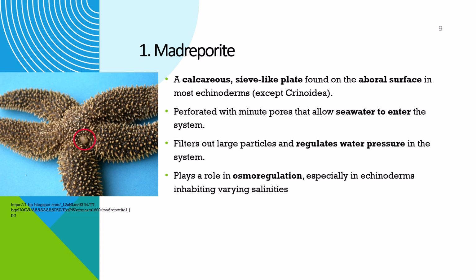When the water is entering into the system, it filters out the larger particles and regulates the water pressure in the system. It also plays a role in osmoregulation, especially where the echinoderms are inhabiting areas where varying salinities are there, where it performs the osmoregulation. So in simple, Madreporite is a calcareous sieve-like plate found on the aboral surface which filters the water. So the seawater enters through the Madreporite.